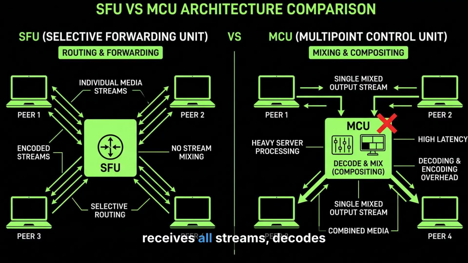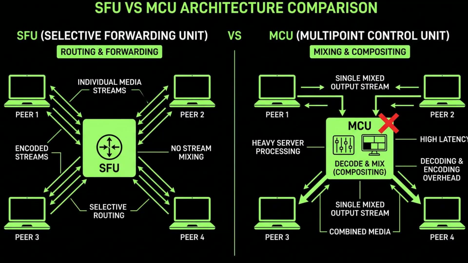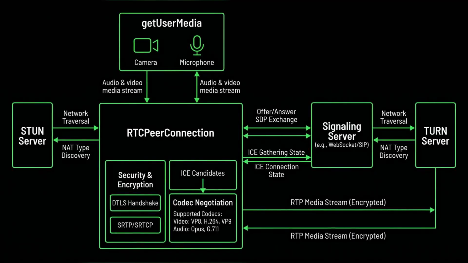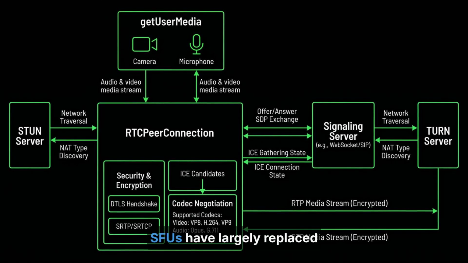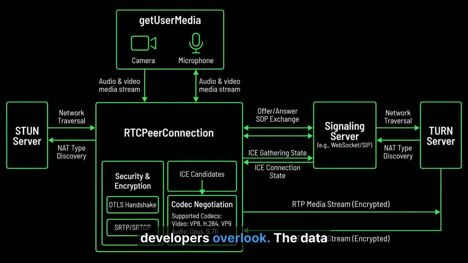The MCU receives all streams, decodes them, mixes them into a single composite grid, re-encodes, and sends one stream to each participant. Computationally expensive for the server, but efficient for the client. SFUs have largely replaced MCUs now, and there's one more thing most developers overlook.